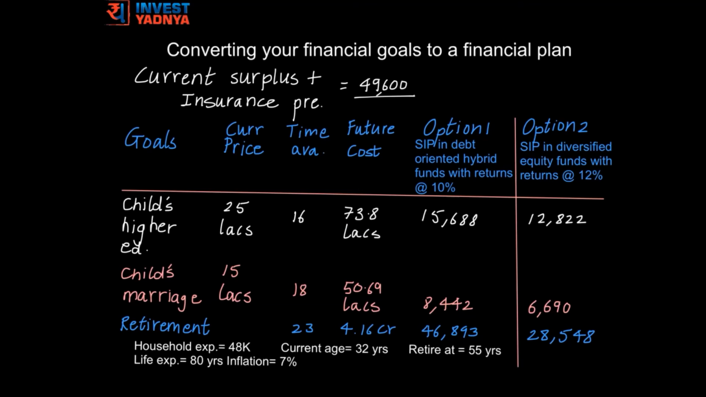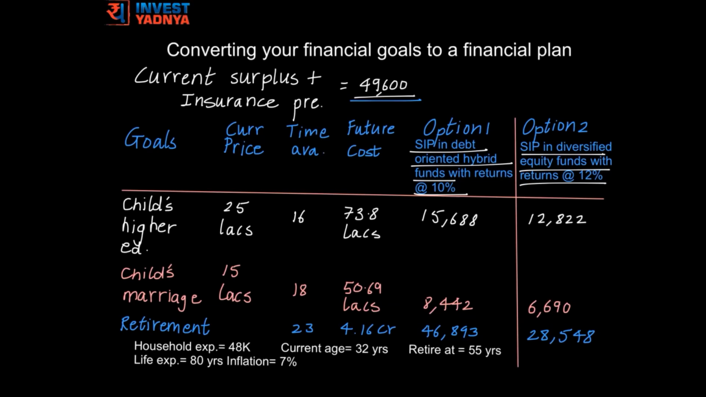We have put the rest of the goals together on this page to see whether 49,600 rupees of investment is enough to satisfy all of them. We have suggested two options for investment towards each goal. Option 1 is an SIP into debt-oriented hybrid funds which may give returns of about 10%. Option 2, SIP into diversified equity mutual funds which may give returns of about 12%.